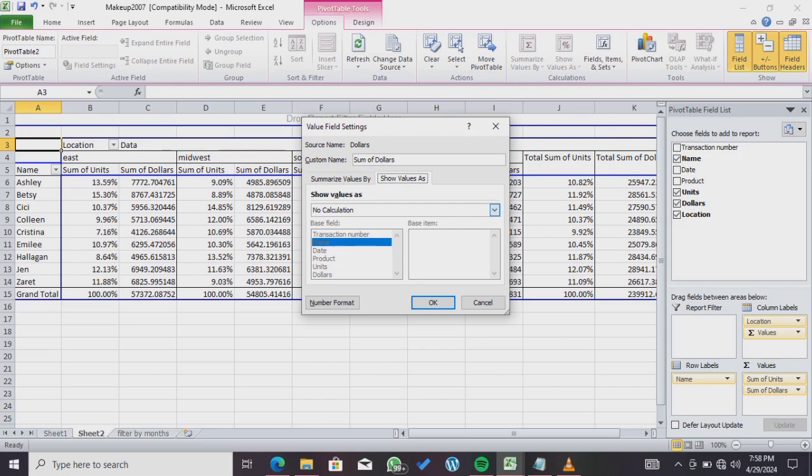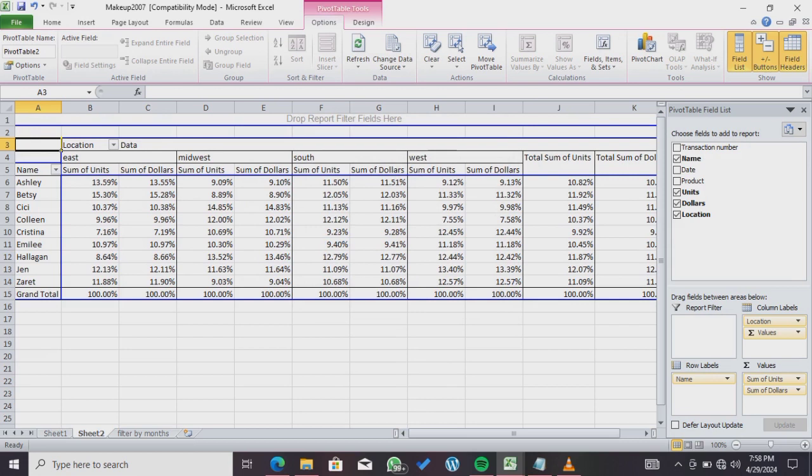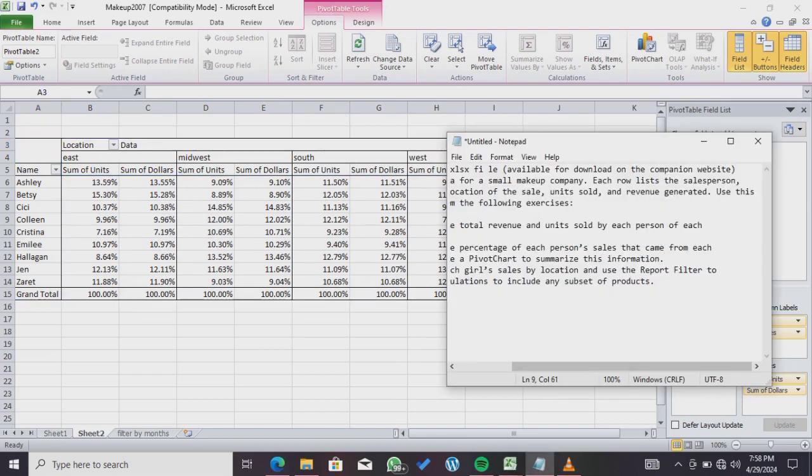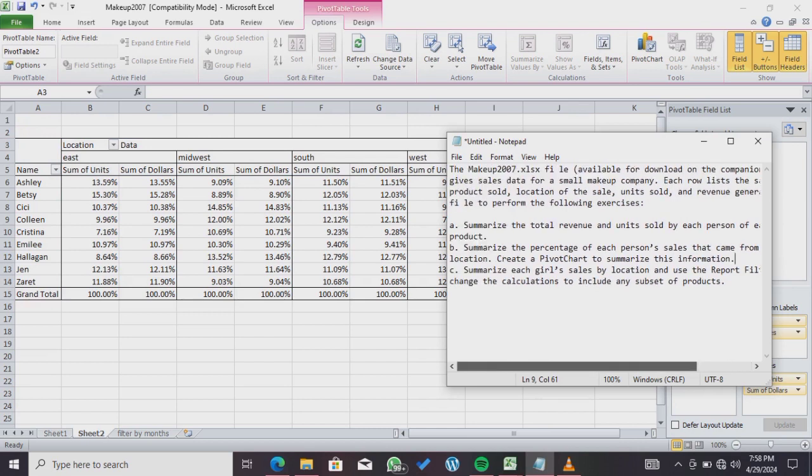So the same thing here. Show values as percentage of column total, then OK. Now you can see the percentage of units sold by Ashley in the East was 13.59, and the total revenue she generated for the entire company was 13.55. So that's that for that.